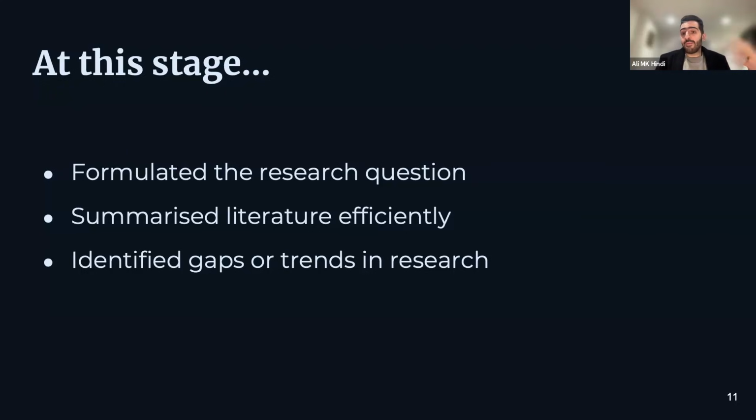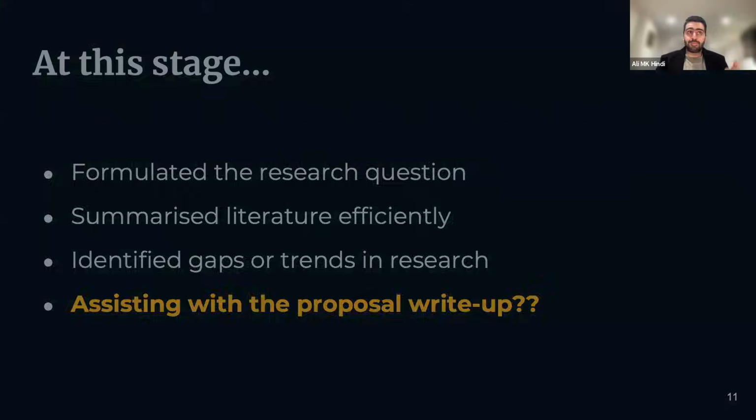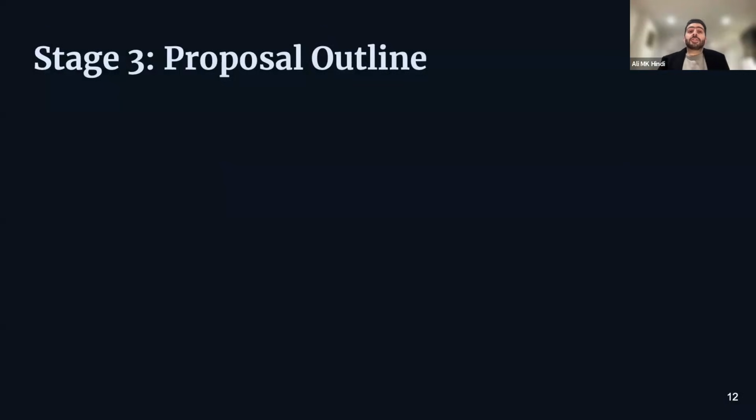research. Now, let's say I've had enough information to write my research proposal. I'm going to go and formulate my research proposal. The next thing is, how can we use it to assist with our proposal write-up? So stage 3 is the proposal outline. Once you're clear on your research question, you've done a good overview of the literature, and you're clear on it, you want to write your research proposal.